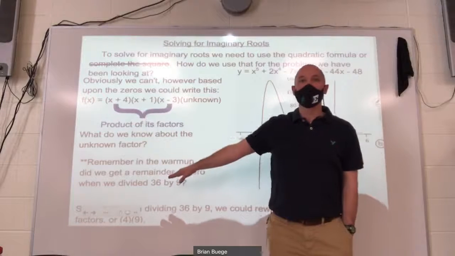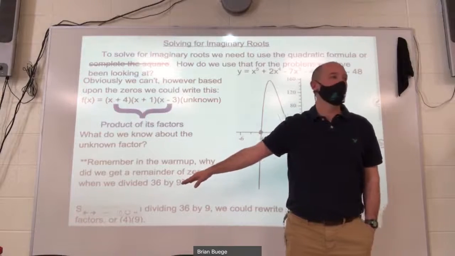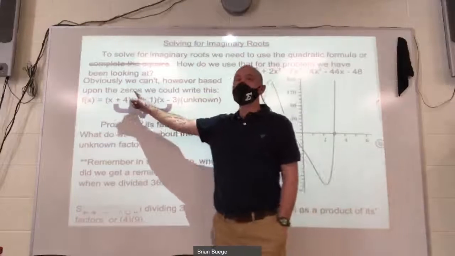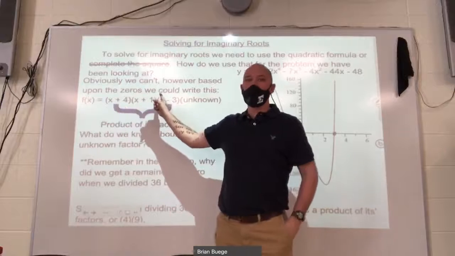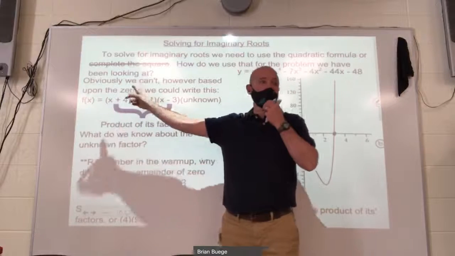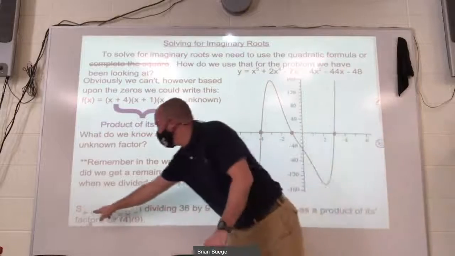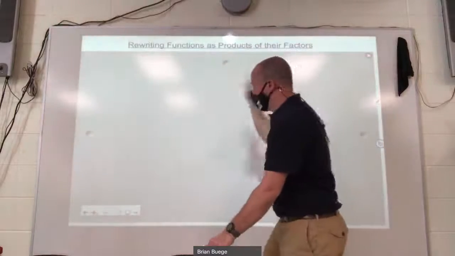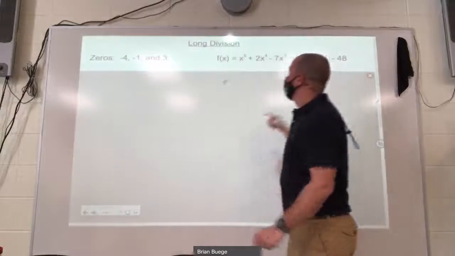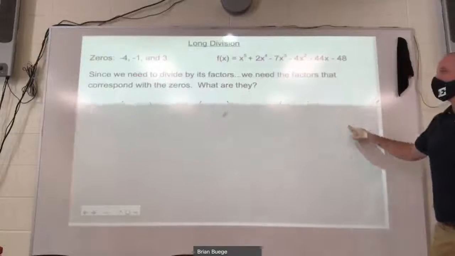And so ultimately, remember in the warm-up where we said we got a remainder of 0 when we did 36 divided by 9? Well, there's some factors that I know of right now where I should be able to get a remainder of 0. Here's where we start the long division. And I'm gonna skip through that. Here we go. So here's the process.